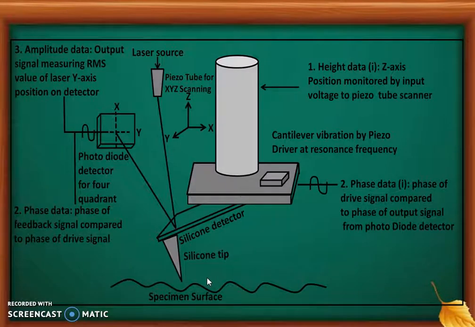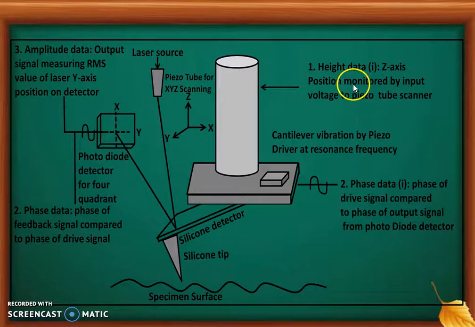This is the actual working principle of AFM, where the specimen surface is presented here. Over that surface, the fine silicon tip, which is nanometer in size, is connected with the cantilever end, and one end of the cantilever remains fixed with the frame of the AFM, and this cantilever is again connected with the resonance frequency tube. So different types of movement take place.